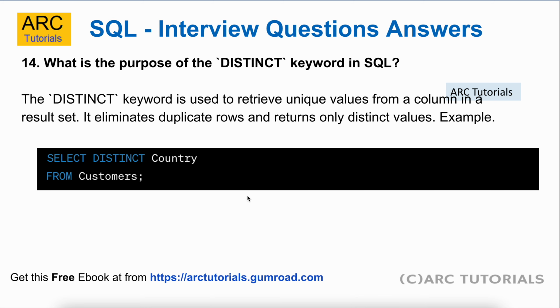What is the purpose of distinct keyword in SQL? The distinct keyword is used to derive unique values from a column in a result set. It basically eliminates the duplicate rows and returns only unique or distinct values, right? Now remember, distinct is used to derive all the unique values from a column. So there will be no repetition of the data. Now if you say select distinct country from customers, it will fetch you all the unique values from that particular table for that column.